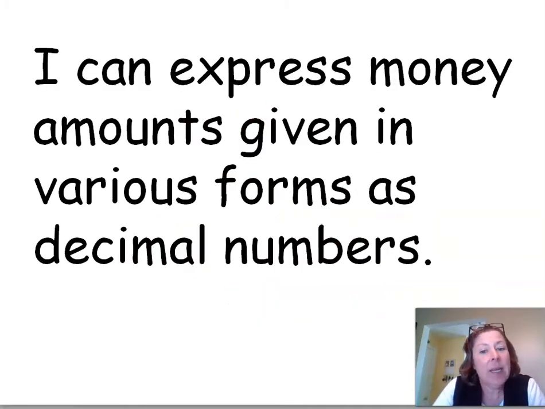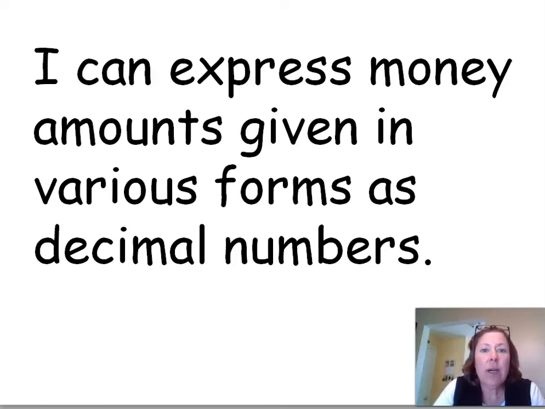Our I can statement: I can express money amounts. Who doesn't love money? I can express money amounts given in various forms as decimal numbers. Now, this is really important because you really need to know how to count money.